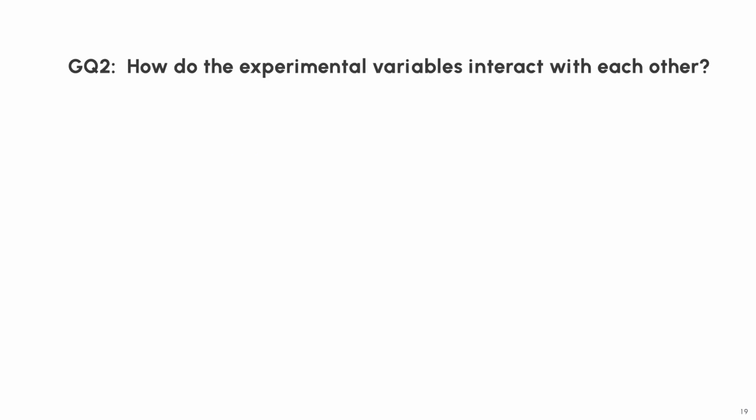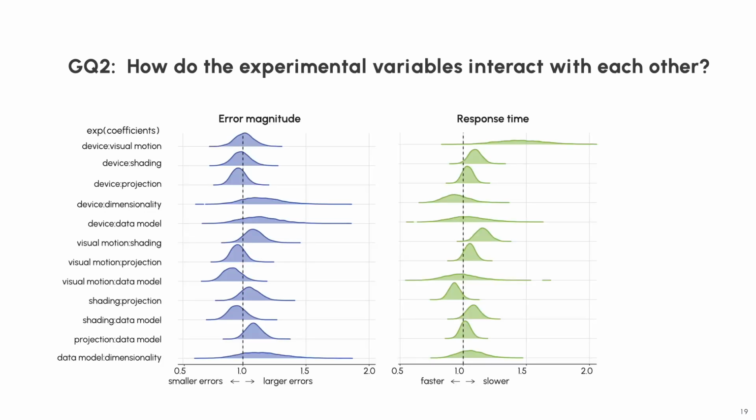Next, because we have many variables, we are curious about the interaction effects between them. We found that there is an interaction effect between device and shading. This means that different shading levels affect response time differently depending on the device being used.